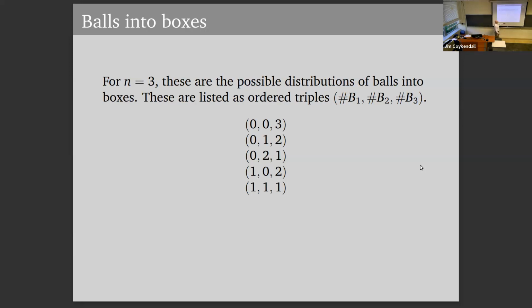You could have all 3 balls in the third box. But if you have a ball in the first box, that has to be at most 1. And then if you have a ball in the first box, you can't have 2 balls in the second box, because the first 2 boxes together have to have at most 2.